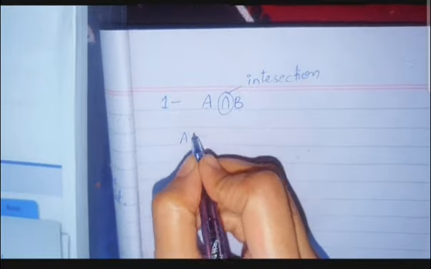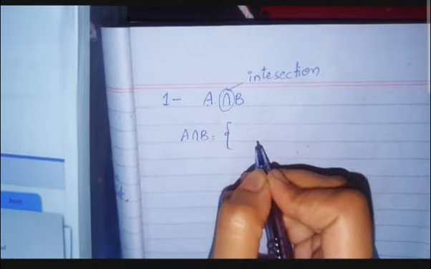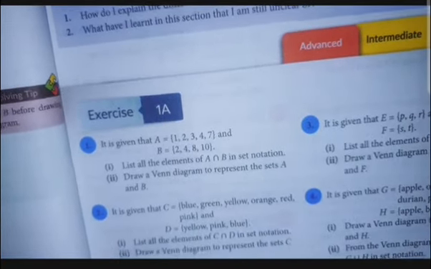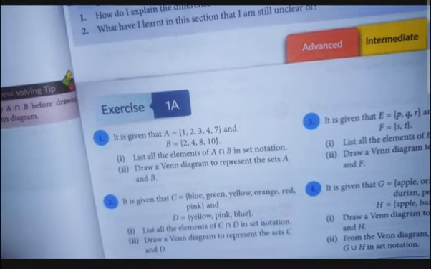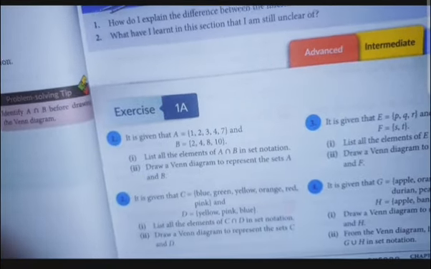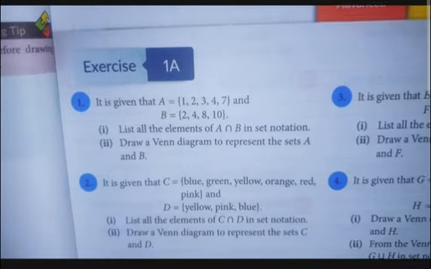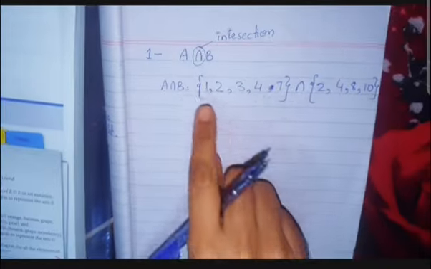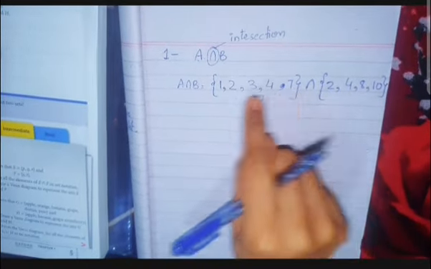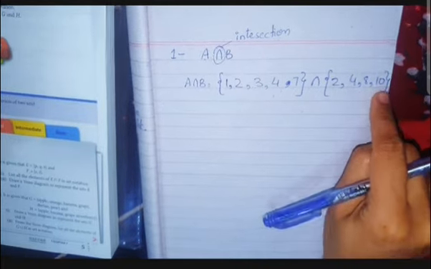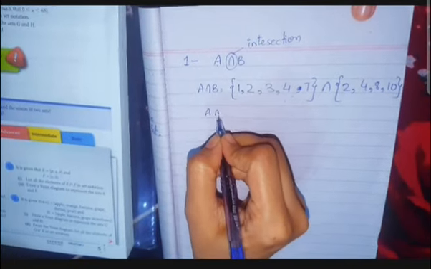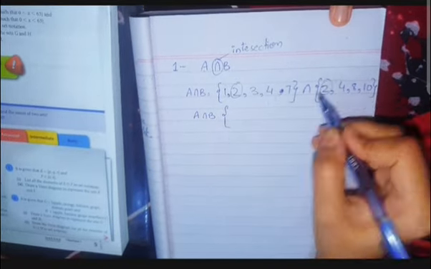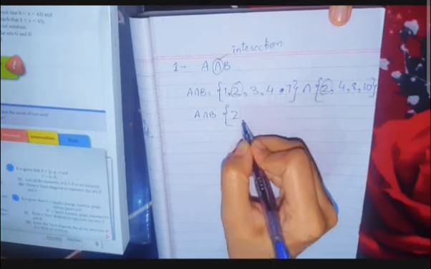So I am writing over here A intersection B is equal to, first I am writing set A. What are the elements of set A? 1 2 3 4 and 7. And the elements of set B are 2 4 8 and 10. I have written the elements of set A, the sign of intersection, and the elements of set B. Now I just have to write the answer. What are the common? 2 is common in both, so 2.